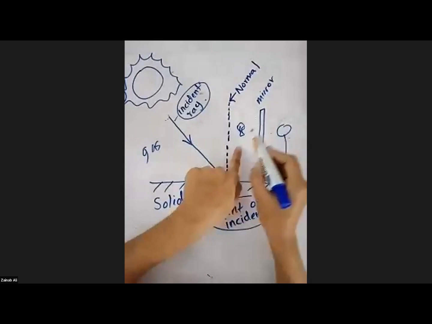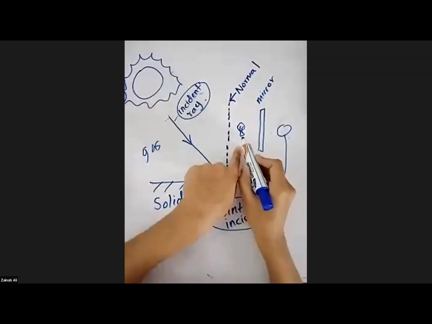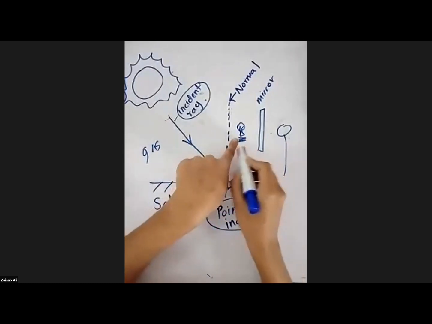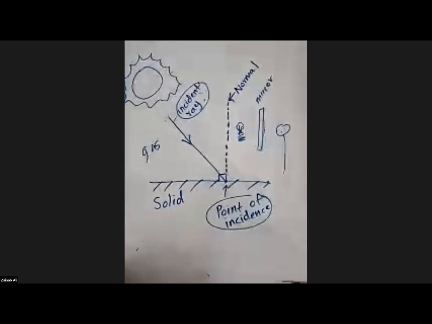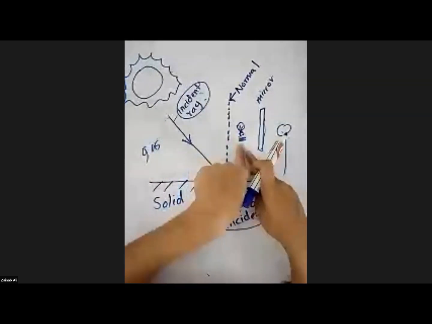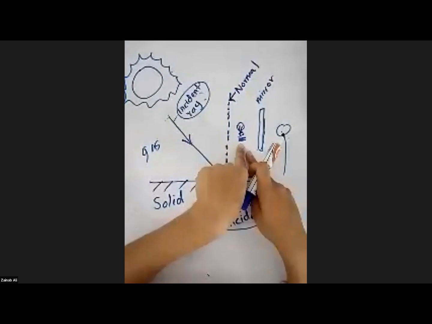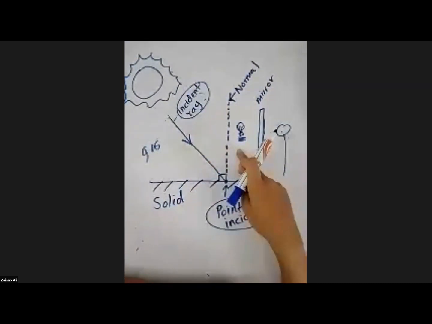Your friend is keeping a bulb here. So tell me, will you be able to see this bulb? Will you be able to see the bulb over here? No, you won't be able to see the bulb over here.